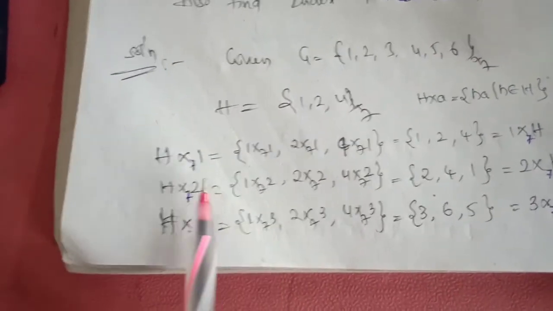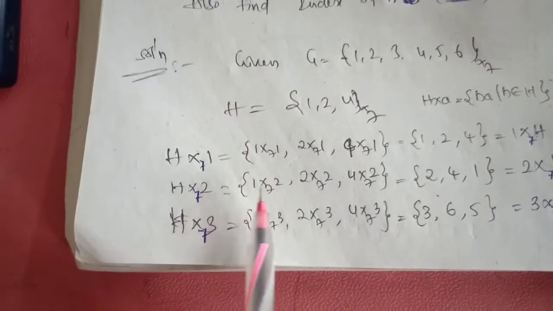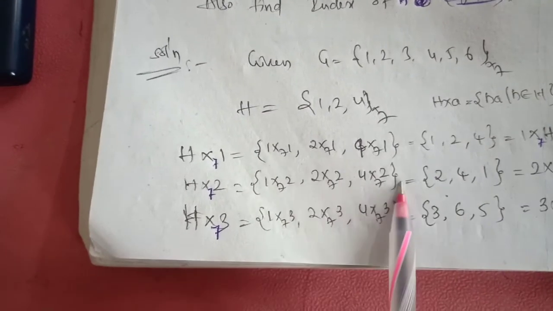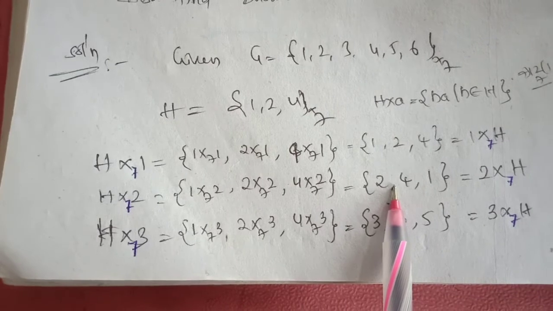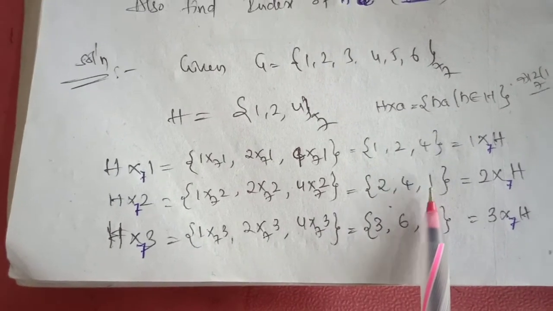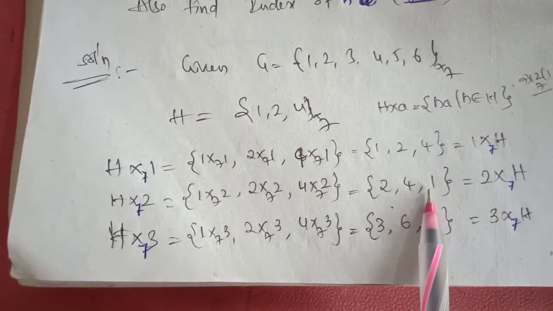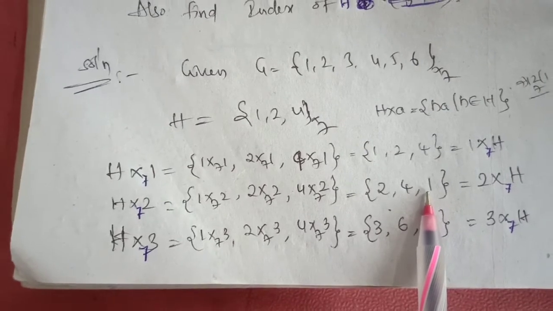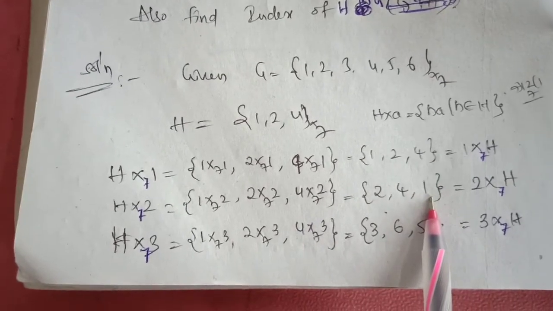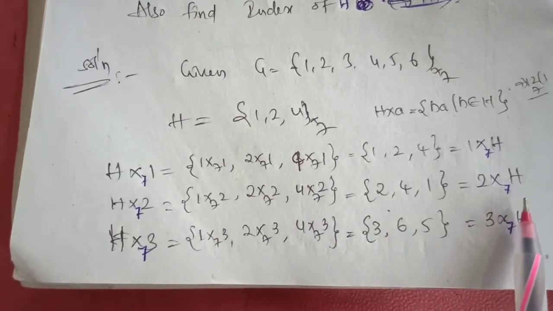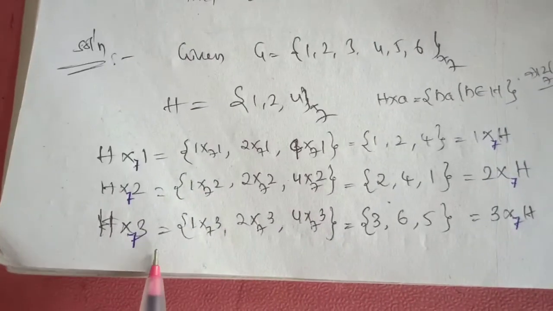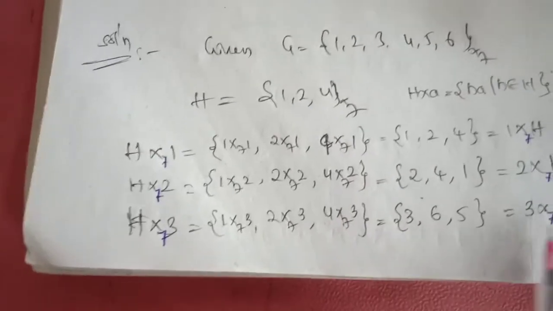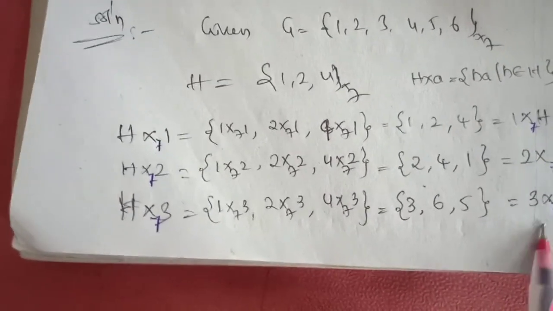Similarly, 2 can multiply with all the elements of H: 1 into 2, 2 into 2, 4 into 2. Look here, 1 into 2 is 2, by general multiplication. 2 into 2 is 4. Then 4 into 2 is 8. 8 can be divided by 7, and the remainder is 1. This is nothing but 2 multiplication modulo 7 H. Okay, clear? Similarly, H multiplication modulo 7 3 is also equal to 3 multiplication modulo 7 H, right?